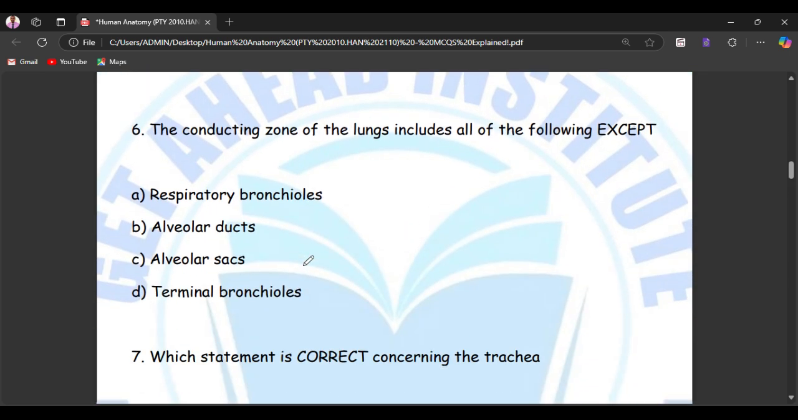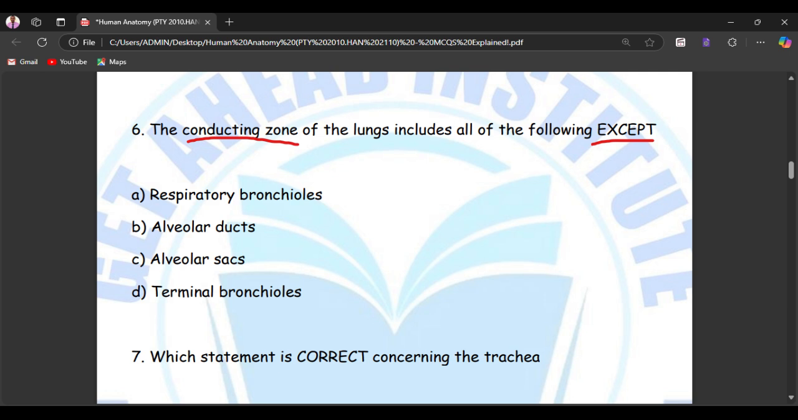We go to question number 6. Question number 6 says the conducting zone of the lungs includes all of the following except.